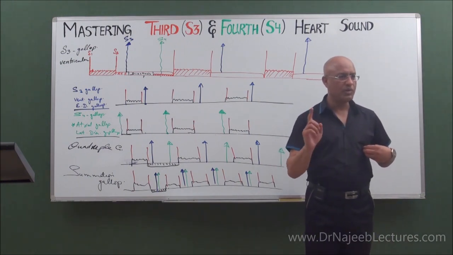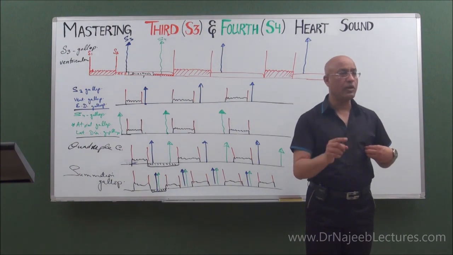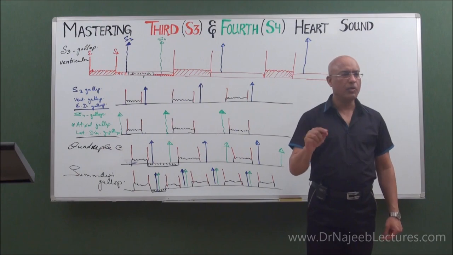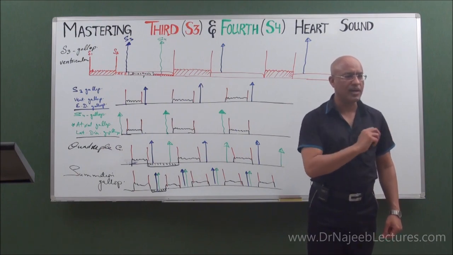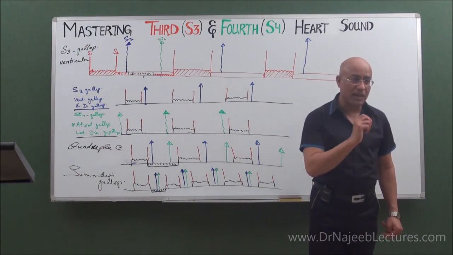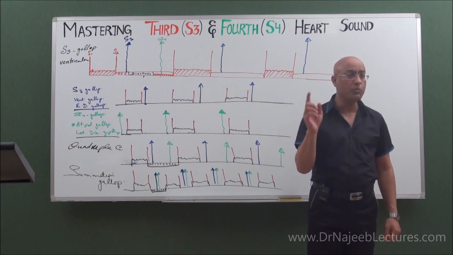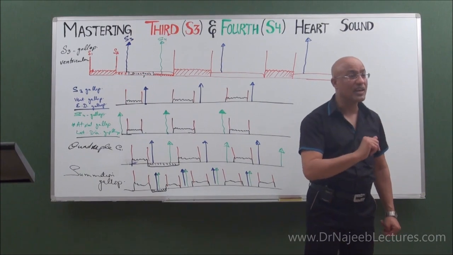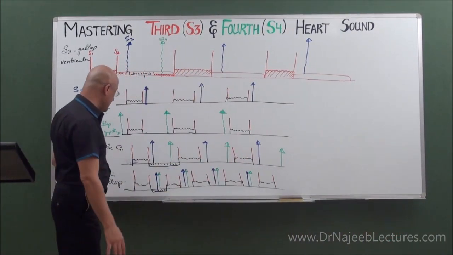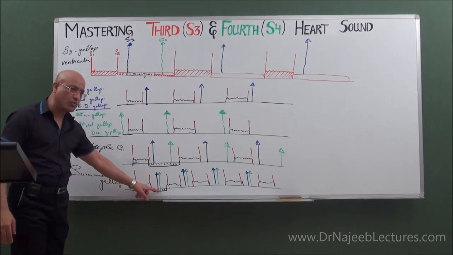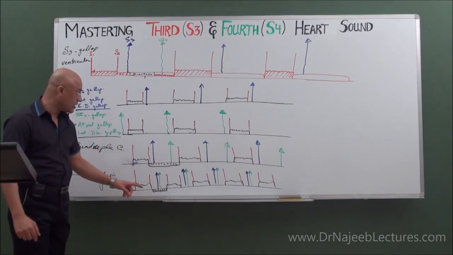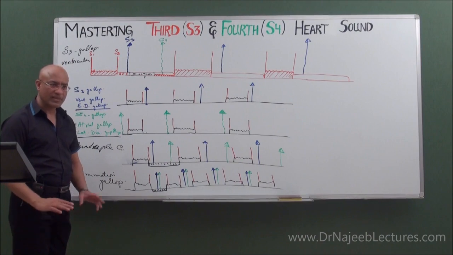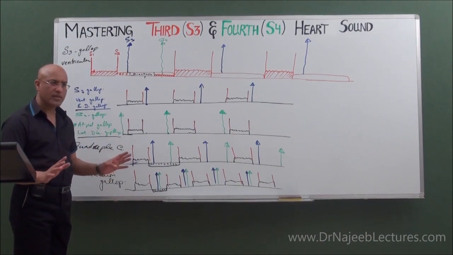Now, ta lup dub, ta lup dub, ta lup dub. S4 gallop. Very good. If you hear lup dub ta ta, lup dub ta ta, that is quadruple. And if you hear lup dub tha, lup dub tha, lup dub tha, that is summation gallop. One of the features of summation gallop is that this summated sound may be louder than lup and dub. Is it clear? Any question up to this?